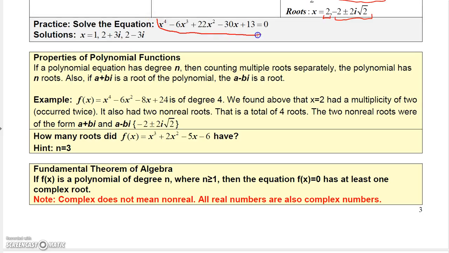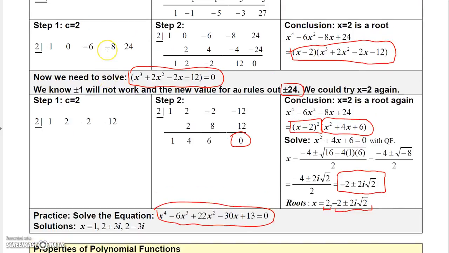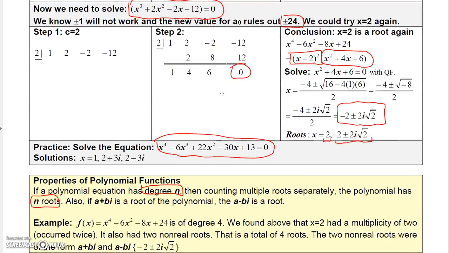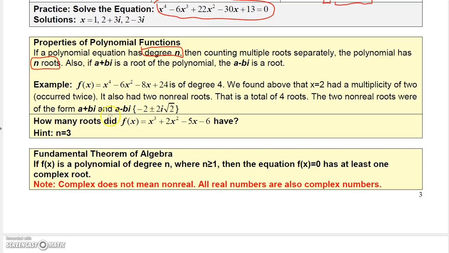Okay, you can do this one for practice. The roots are given below it. Okay, if a polynomial has degree n and you count all roots separately, even multiple roots, then the polynomial is going to have n roots. So what we're saying here, if you go back to this original problem, the degree was 4, and if you count the 2 twice, because it occurred twice, that's 2 roots, and then you've got these 2 non-real roots, so that gives you 4 roots. So it's the same as the degree, same number of roots as the degree.